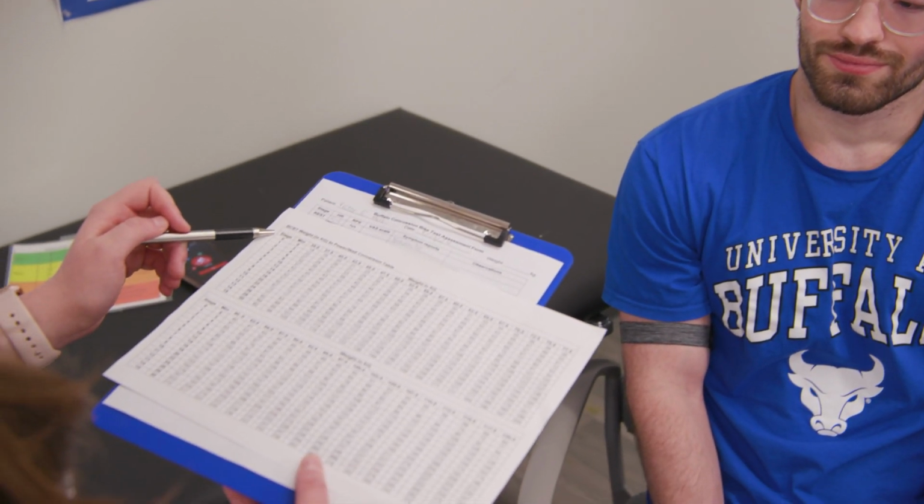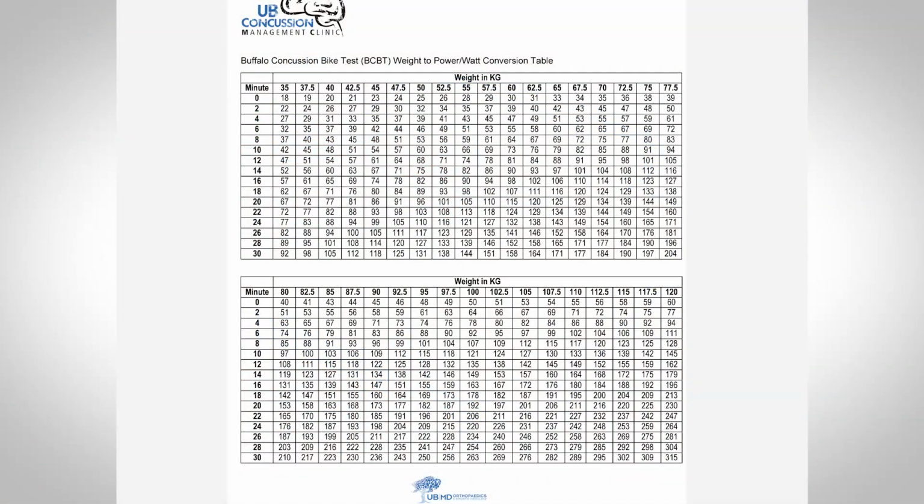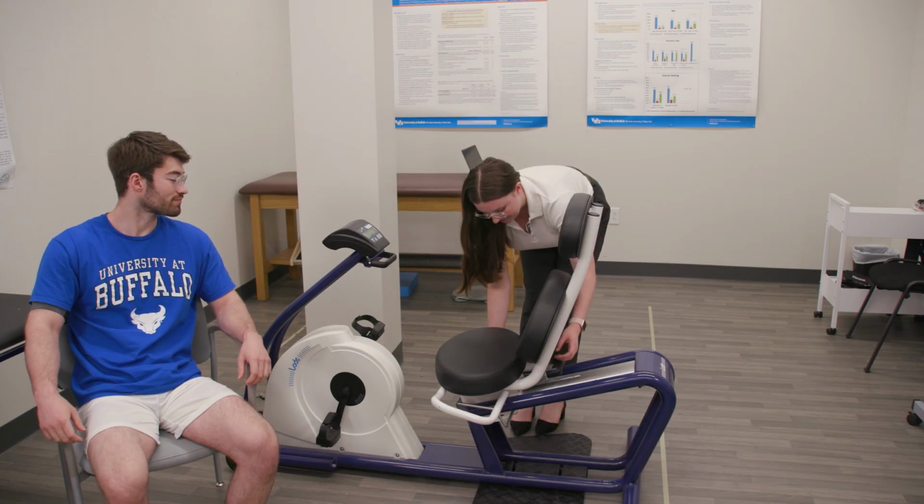During the 2-minute seated rest or before the patient arrives, the examiner must determine the power output or watts required for each stage according to the patient's weight. The power output conversion scale is available in our manual and on our website. Now we are ready to begin the test.